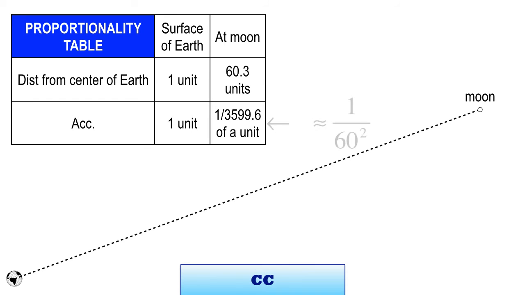So guessing that this is 1 over 60 squared is not an outrageous conjecture, because there's a lot of plus or minus, a lot of give and take in the measurements. He didn't have to the nearest centimeter any of his distances, not for the size of the Earth, not for the size of the moon, and not for the distance to the moon. But he had enough to see this pattern.